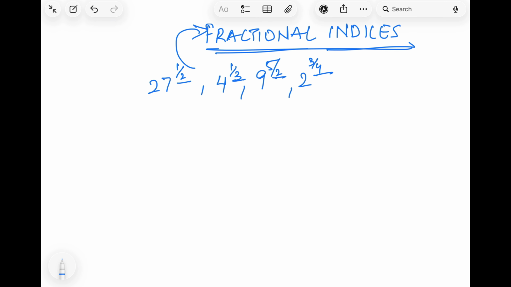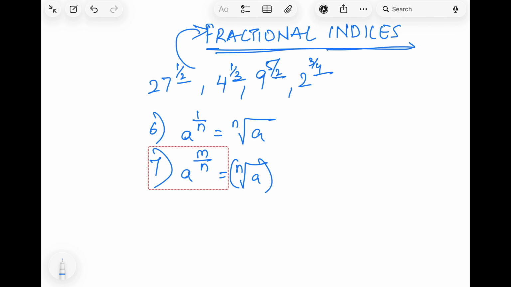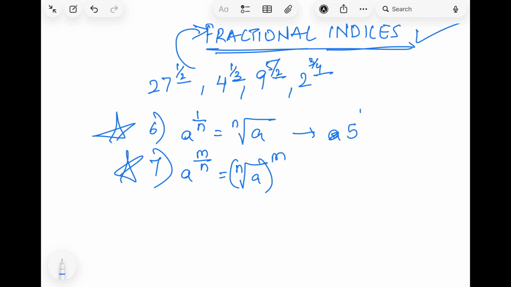Now for these we again have two more laws. A raised to 1 upon n is equal to the nth root of a, and the last one here is a raised to m upon n, which is the nth root of a, the whole raised to m. So we will use these two laws to solve fractional indices if the indices are given in fraction form. Suppose 5 raised to 1 by 3. What do we simply do? This will be the nth root, so I will write cube root of 5.